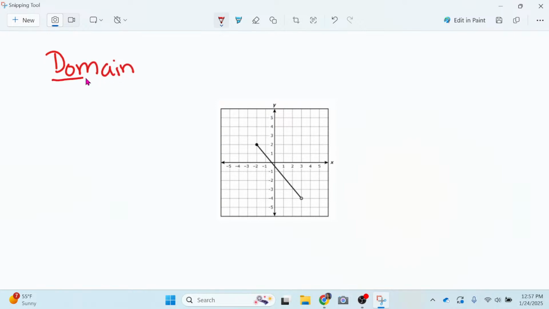I'm going to do domain in red. There are four things you should know about domain. It's the x values. You can create walls to help you out. It's the input, and it's how wide. Okay, now I'm going to go ahead and talk about domain first before I get into range. So it's the x values.